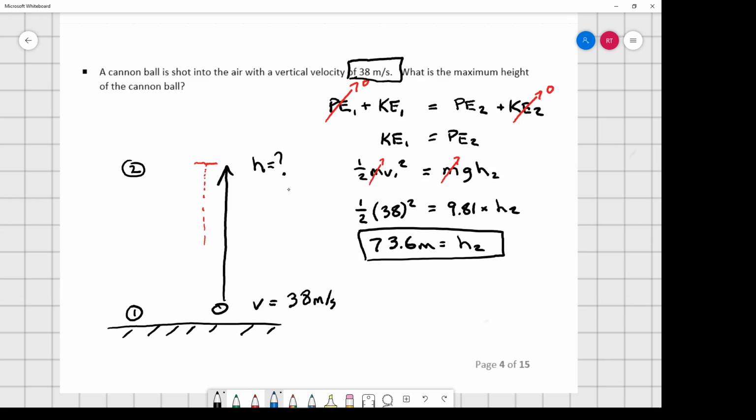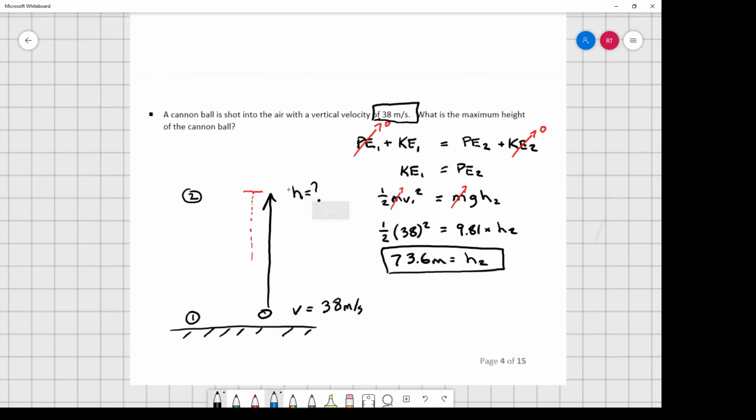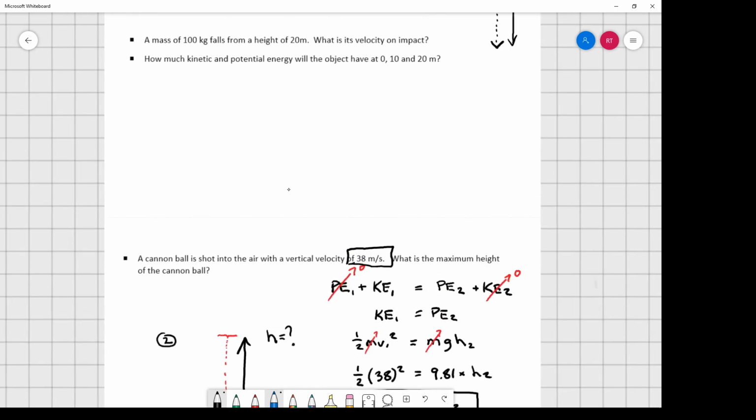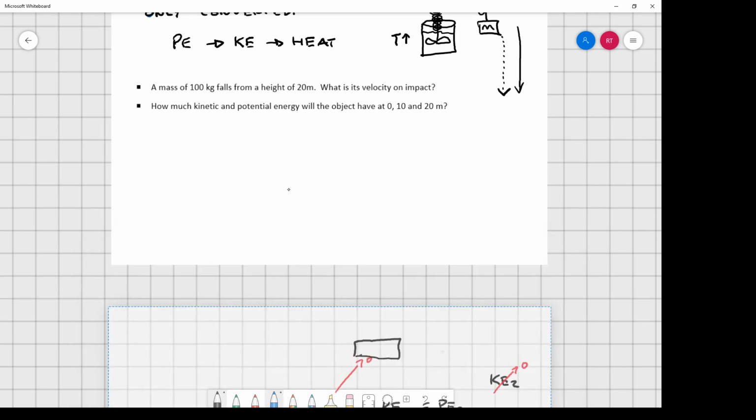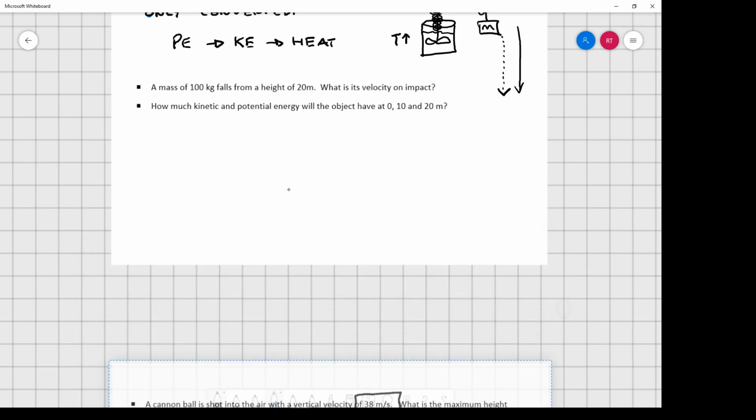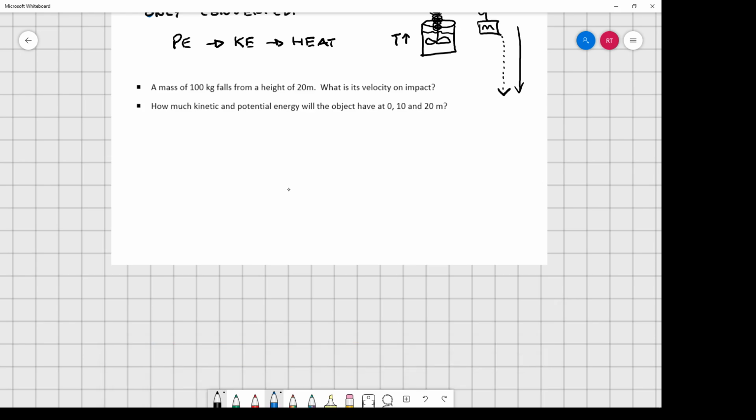Okay, let's go back to the previous question we just skipped. Make myself a little bit more room. Okay, so I have a mass of 100 kilograms.